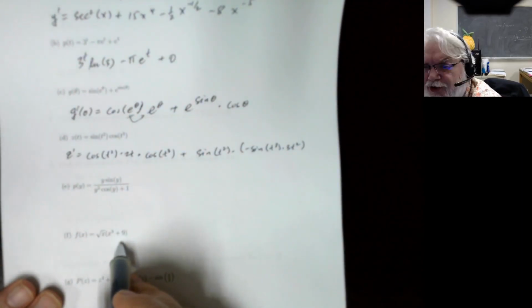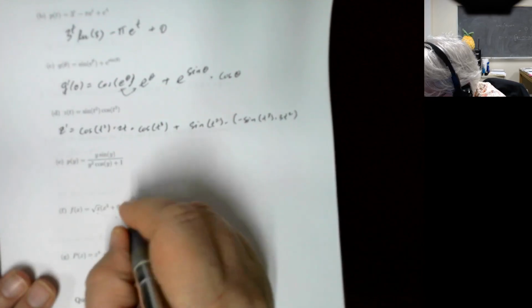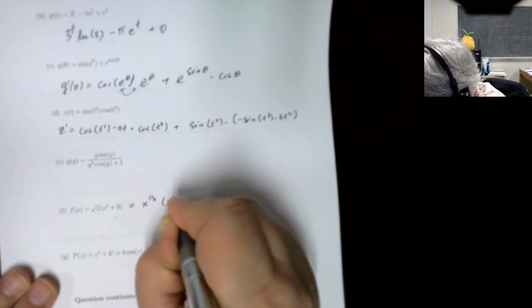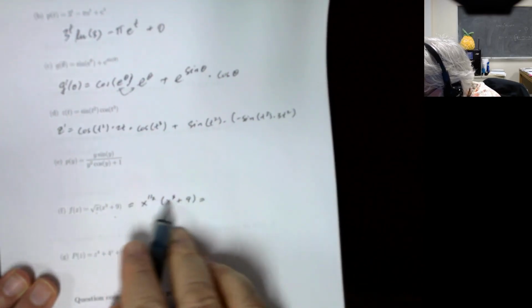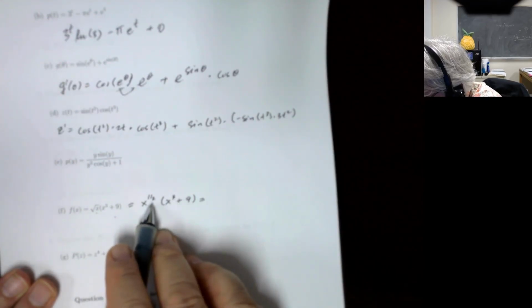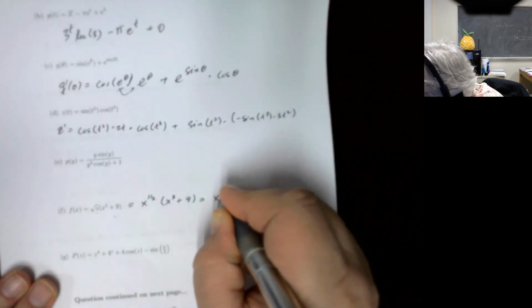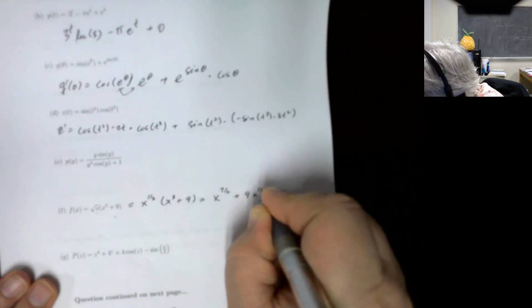This one you could actually do two ways. Part F. Part F you could actually rewrite if you wanted to and use x to the 1/2 times x to the 3rd plus 9. So if you do that, that's 3 plus a half, so that's 7/2. x to the 7/2 plus 9 x to the 1/2 power.